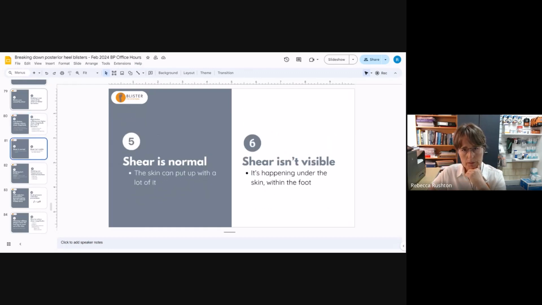Shear is normal, it's important to point out, and really the skin and the foot in general is able to put up with a lot of it. And shear isn't easily visible, so it's kind of hard to appreciate because it's happening under the skin surface within the foot.